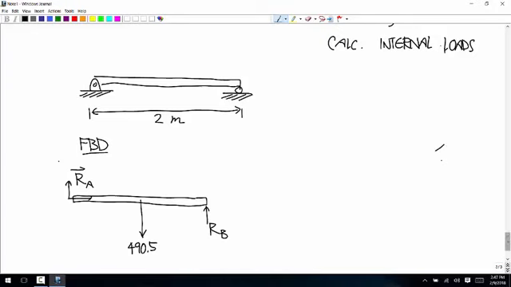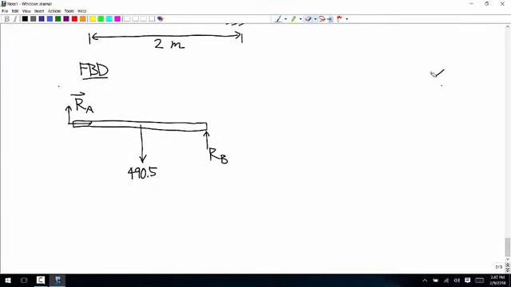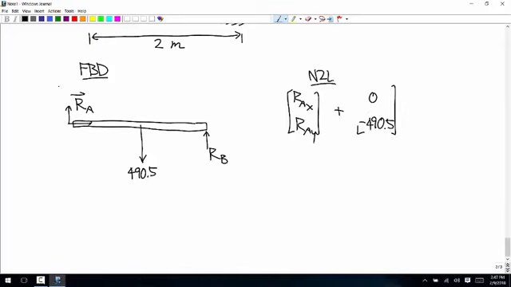Okay, so Newton's second law says RAX, RAY plus 0, negative 490.5 plus 0, RB is equal to zeros.